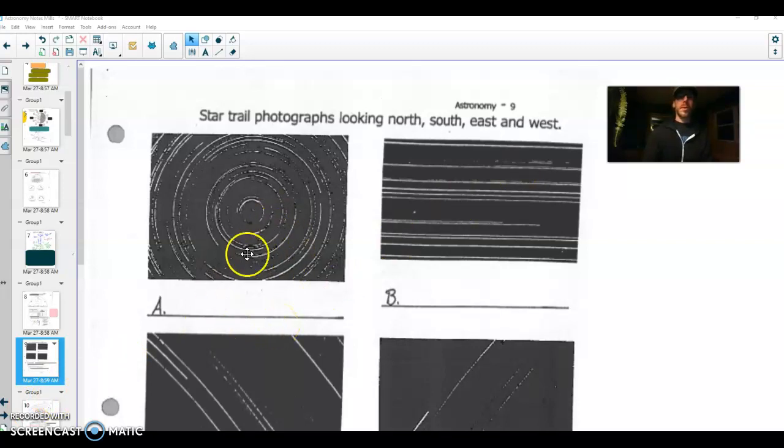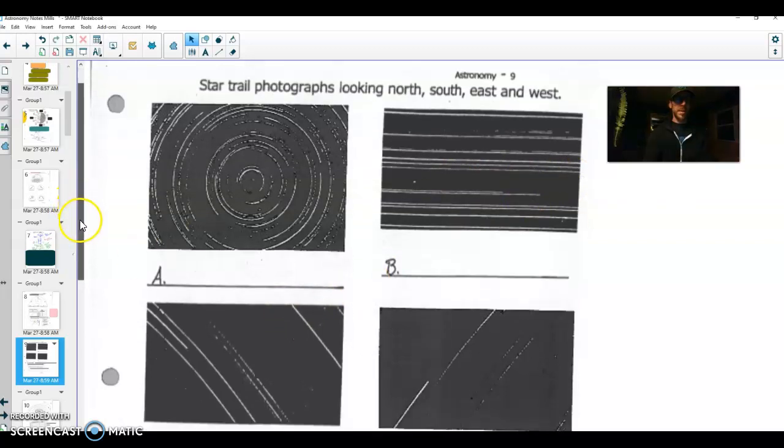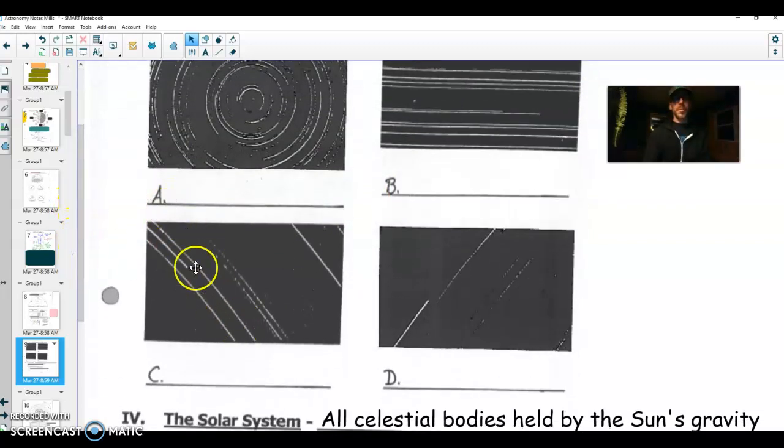Okay, this one here, the big circles going around Polaris, this is going to be north. So A is north. B, the stars appear to be going horizontal, so I'm probably looking in the southern sky, so B is south. C, the stars appear to be setting. So this is going to be west, and in D, the stars appear to be rising. So that is going to be east. So we have north, south, west, east.